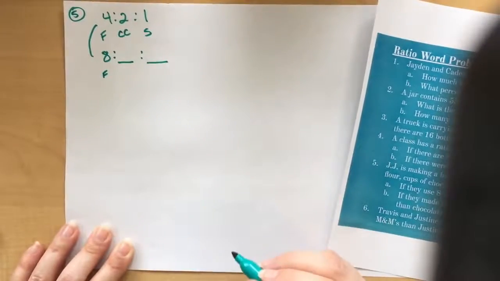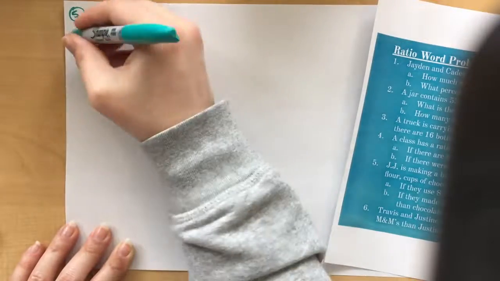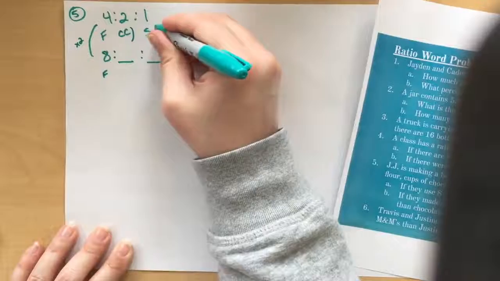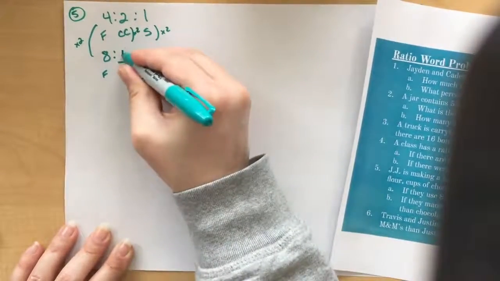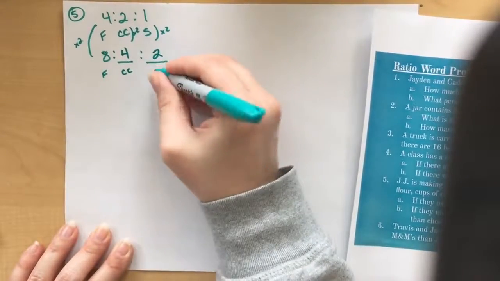How did I get from that 4 to that 8? What would I have multiplied by in that case? Okay, and that's a simple one, times 2. And then what I do to there, I have to do to all the other parts of the ratio. So 2 times 2 would be 4 for chocolate chips. 1 times 2 would be 2 for sugar.